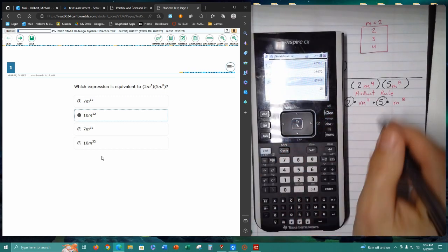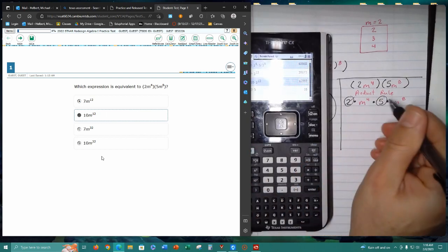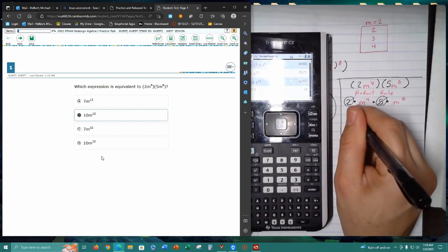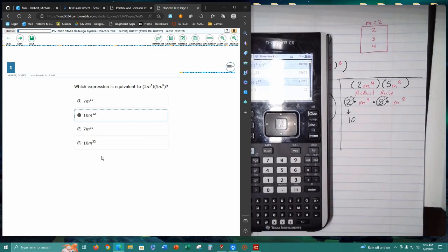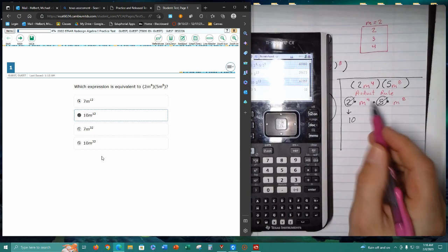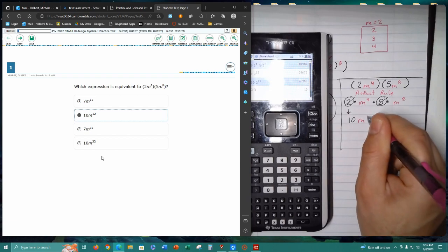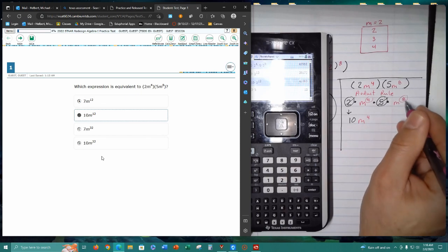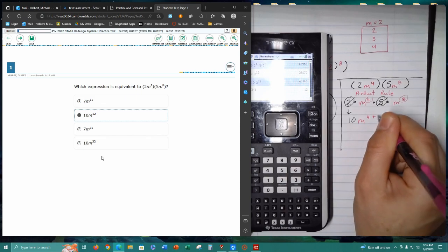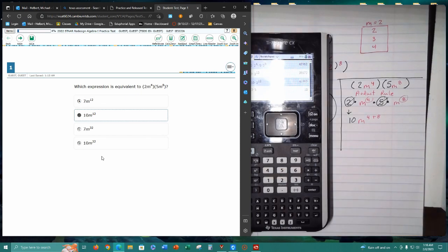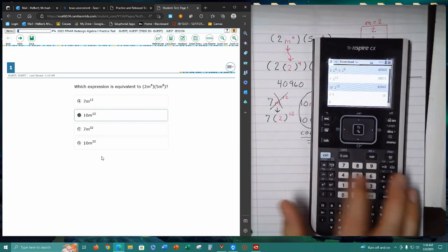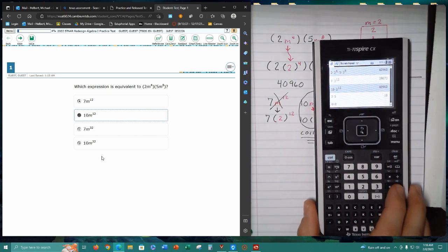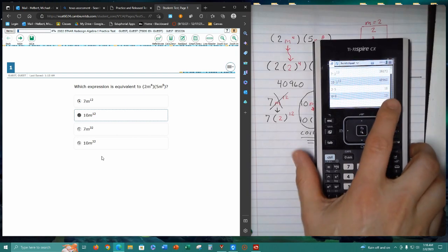So I'm going to move this over, and I'm going to say, okay, so when I multiply the 2 and the 5, that gives me 10. And now I'm going to go ahead and use my product rule with my powers. I have m to the 4th, so I'm going to write m to the 4th power, and then I'm going to go ahead and add the 8th power to it, plus the power of 8. And if I do that in my calculator, I have 4 plus 8, and it gives me 12.